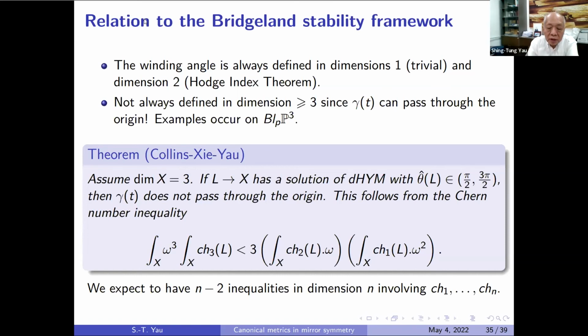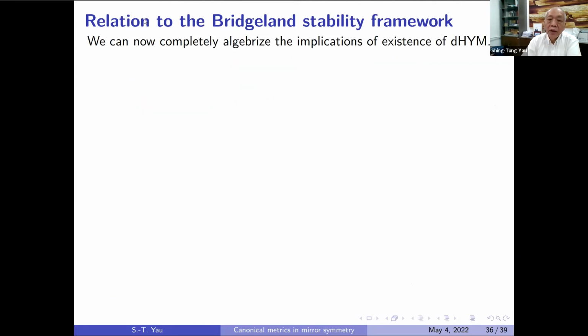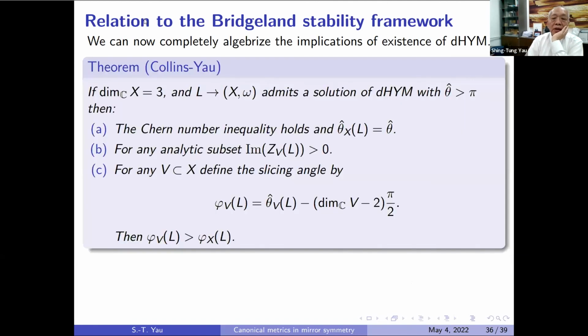So, we can generalize this to high dimension. One needs to prove it, but for high dimension there will be an n-inequality in dimension n involving Chern 1, Chern 2, up to Chern n. We can now completely algebraize the implication of existence of deformed Hermitian-Yang-Mills in the following way.